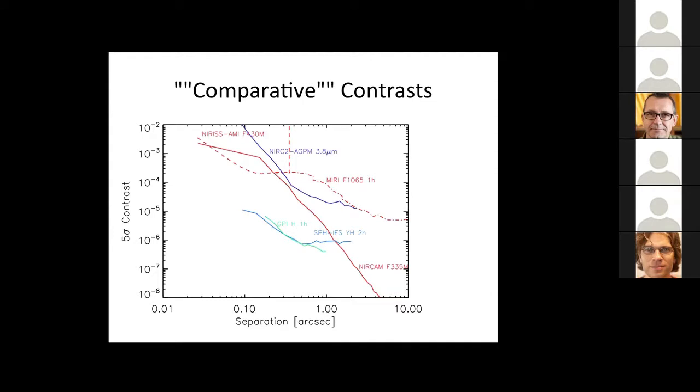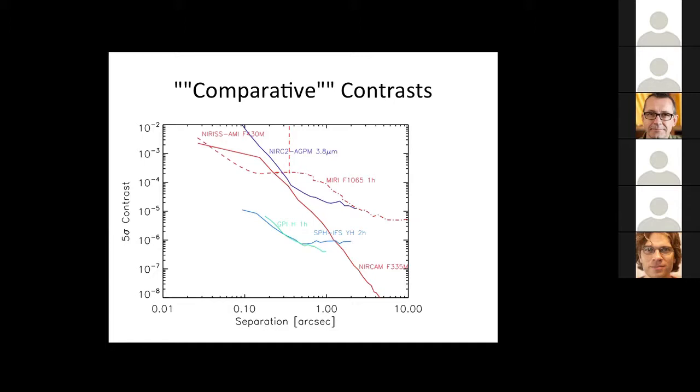All right. So I asked Julien to make these comparative contrast curves. Basically, I wanted to let people know how James Webb performs with respect to existing facilities, and we have here rough curves. It's not necessarily comparing apples to apples, but roughly as a guide. And you can see that GPI and SPHERE reach very high contrasts past 0.1 arcseconds.